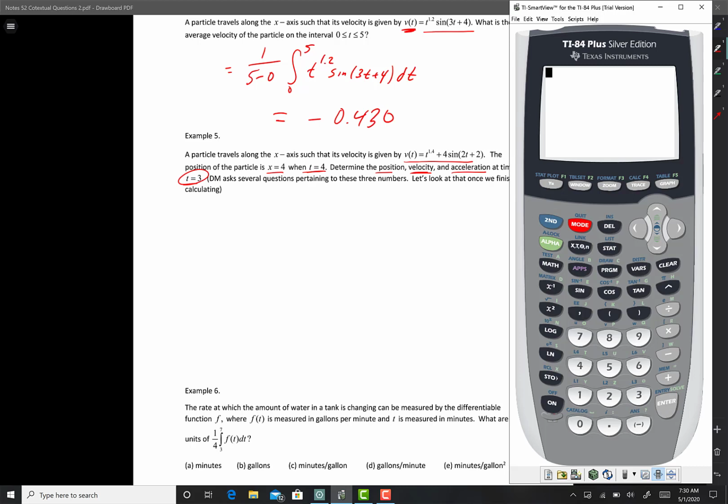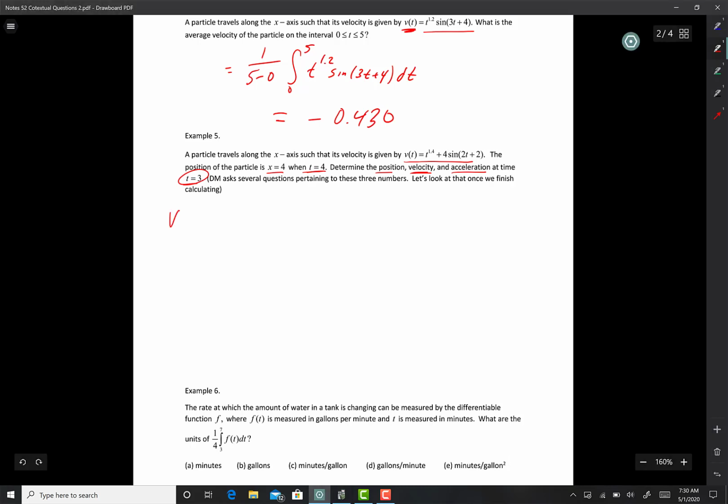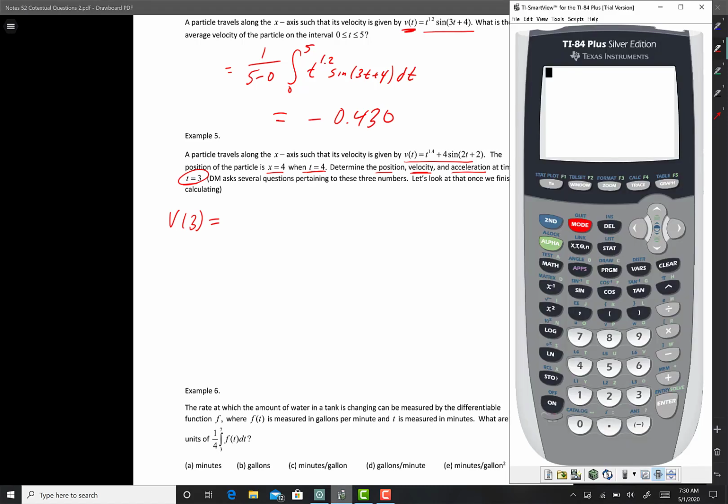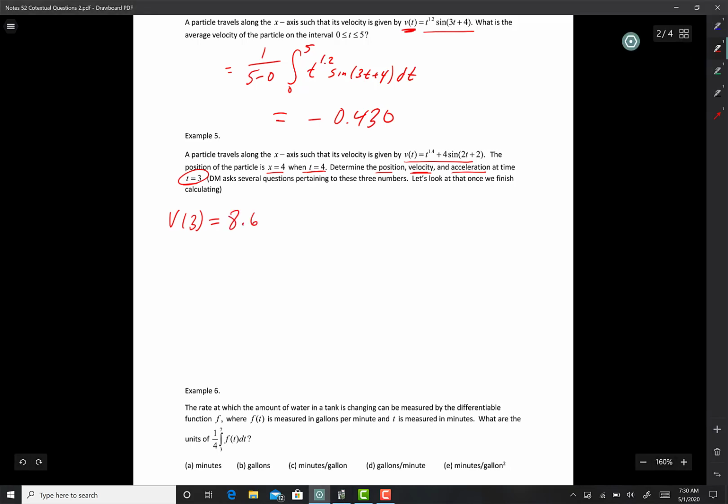Now on Delta Math, they do ask you to round it. So I'm going to go ahead and round it, guys. So my velocity at, what do they want? At 3. So my velocity at 3 equals, all I'm going to do is type in alpha trace y1. And I'm just going to type in 3 and enter. And there it is, 8.613, because I'm rounding it. 8.613.